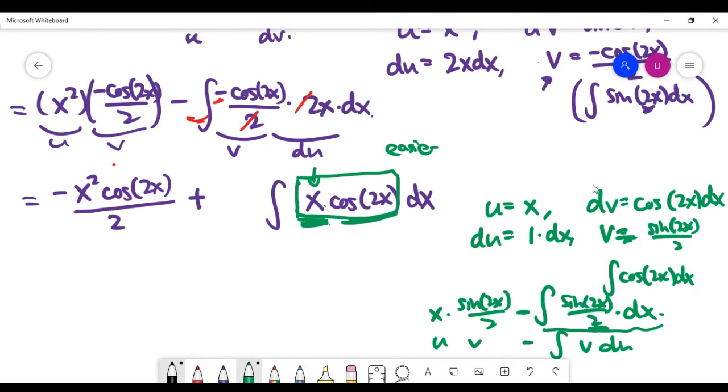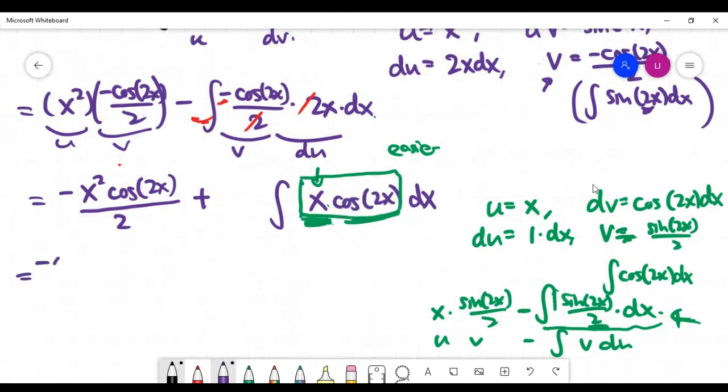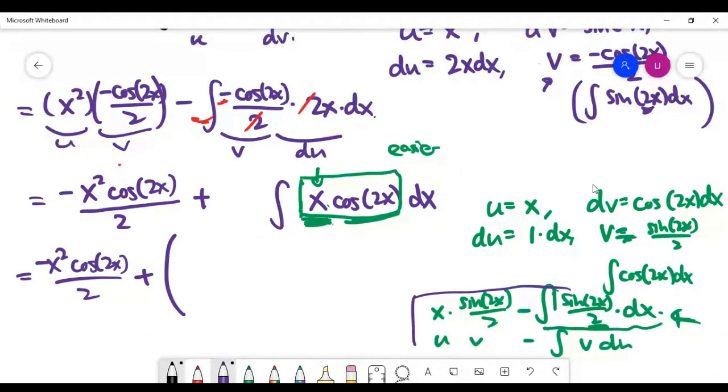When the x is gone, we are left with just the function sine of 2x to integrate on the last line here, and which is easy. So let me write down the answer on the next line. So it is minus x squared cosine of 2x over 2 plus, open brackets, let me copy this inside there. So it's x times sine of 2x over 2 minus 1 over 2. I pull out the 1 over 2 here. You have to integrate sine of 2x.